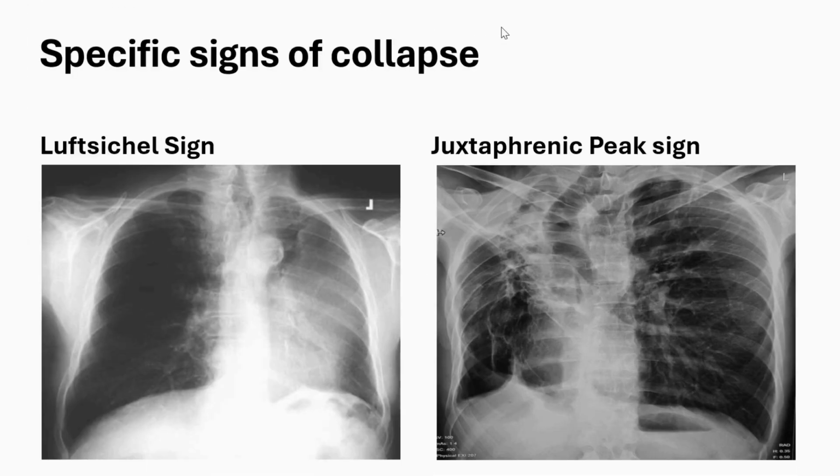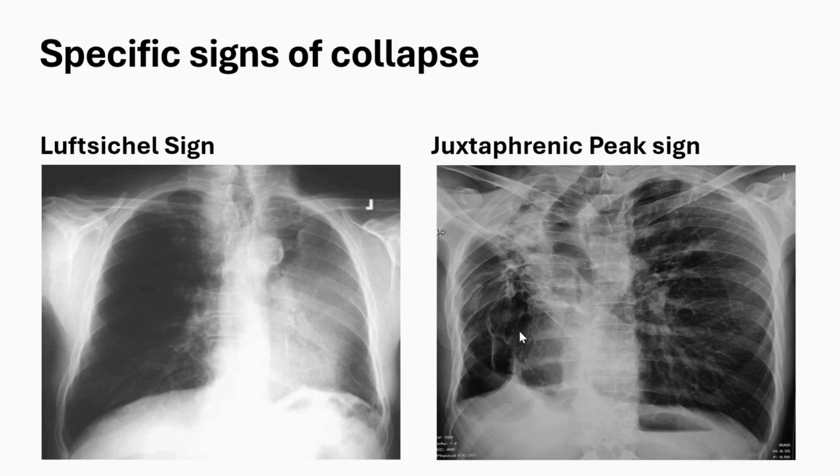Some specific signs of collapse, like Luft-Sichel sign, which is the crescent-shaped lucency in between the collapsed lung and mediastinum. It is mostly seen in the left upper lobe collapse, and the lucency is due to the interposed lung in between the collapsed lung and mediastinum, which is the part of the superior segment of left lower lobe.